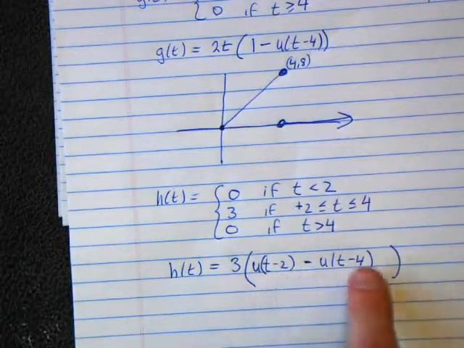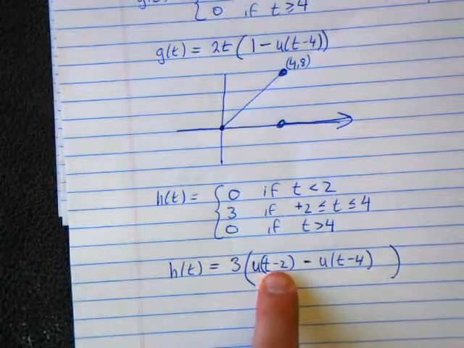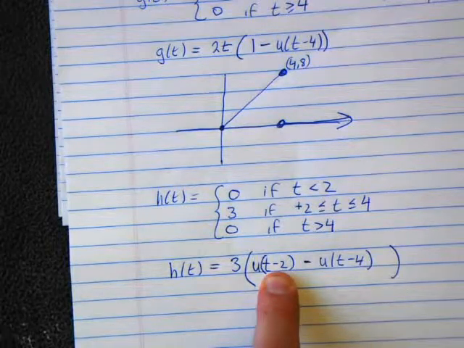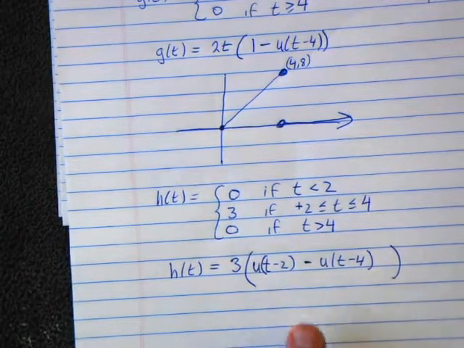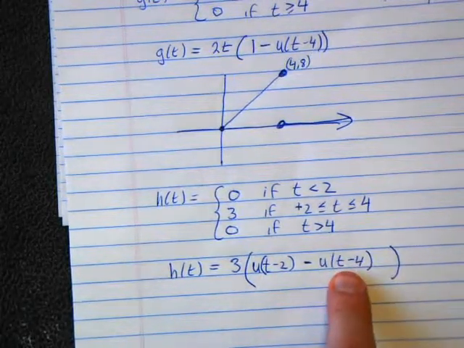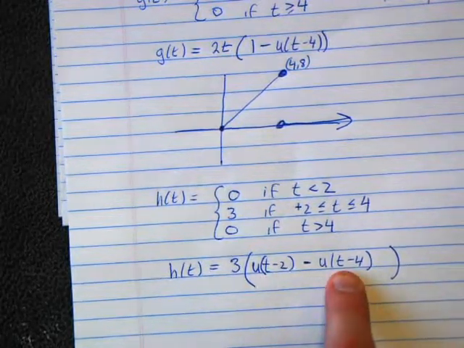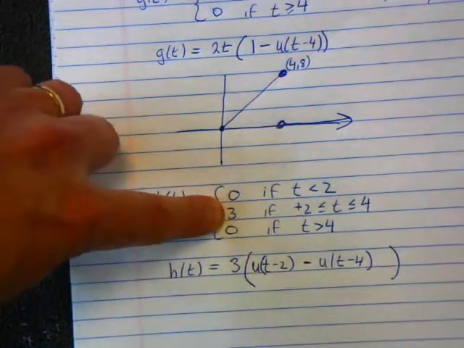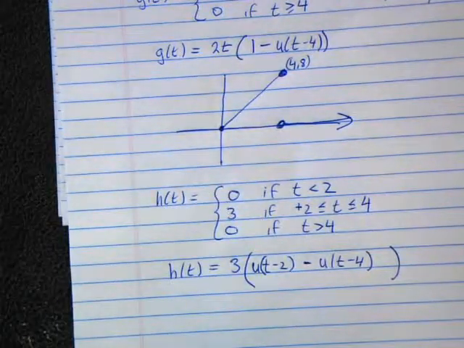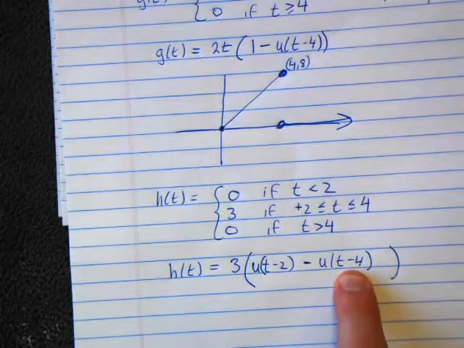What happens if I plug in the number 3? 3 is bigger than 2, so this one's going to have a value of 1. U is always 0 or 1. But here 3 is smaller than 4, so this one would have a value of 0. So 1 minus 0 would be 1, and I would get the value of 3. And then if I pick a number bigger than 4, like 5, 5 is bigger than 2, so this one will have a value of 1. 5 is bigger than 4, this one will have a value of 1. 1 minus 1 is 0.